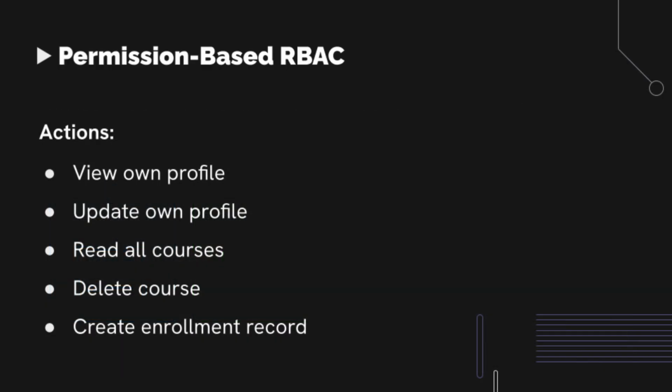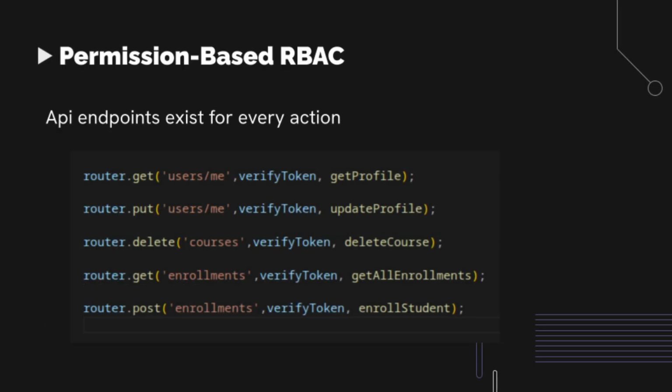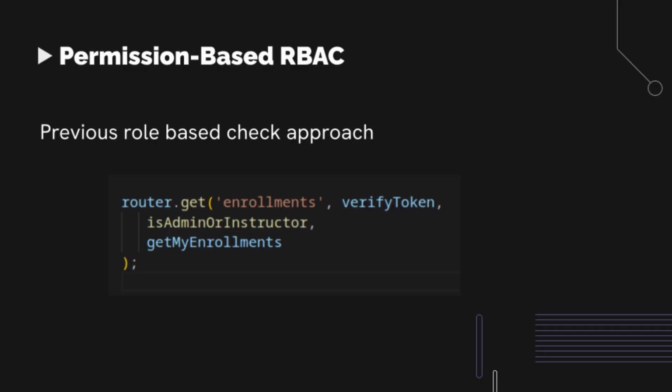Let's understand it with an example. In our demo application, there are several actions that users can perform, like users may be able to view their profile, update their profile, delete courses, view all the enrollment records, or create a new record. Each of these actions is typically handled by a specific API endpoint or route in our application. But now in our system, we need a way to define which type of users can perform each action. For example, we may want to restrict students from viewing all the enrollment records, while allowing both admin and instructor users to access that action through the corresponding route.